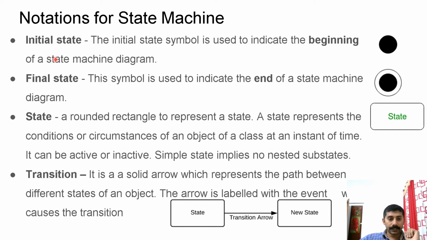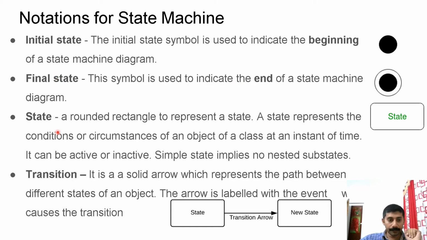Notations for state machine. Initial state. In the case of activity diagram, we saw initial activity. Here it is initial state. The representation is the same, meaning the symbol is the same. The initial state symbol is used to indicate the beginning of a state machine. Final state, the symbol is used to indicate the end of a state machine.